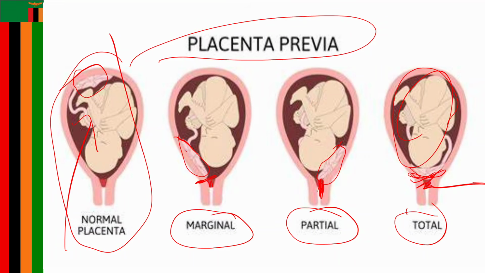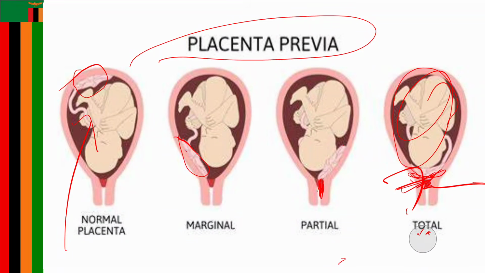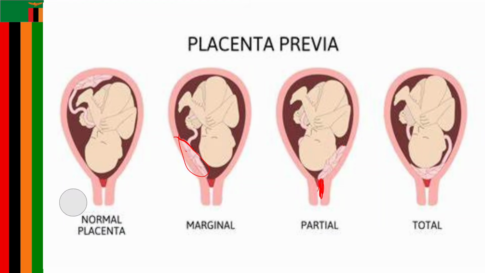Even just as the baby is growing, this area will also be stretching, and these blood vessels will easily break, and this woman starts bleeding or spotting way earlier before going into labor, and this will deprive the baby of enough blood and oxygen.